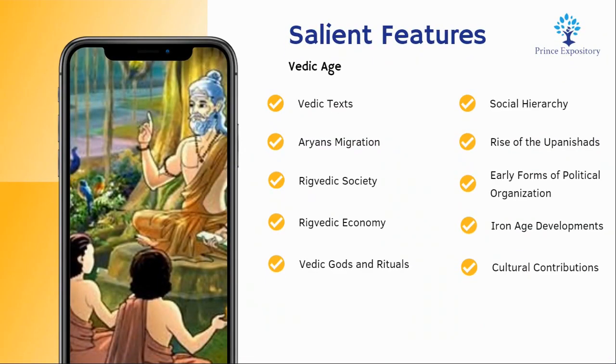Here are some salient features of the Vedic age: Vedic texts, Aryan migration, Rigvedic society, Rigvedic economy, Vedic gods and rituals, social hierarchy, rise of the Upanishads, early forms of political organization, Iron Age developments, cultural contributions.